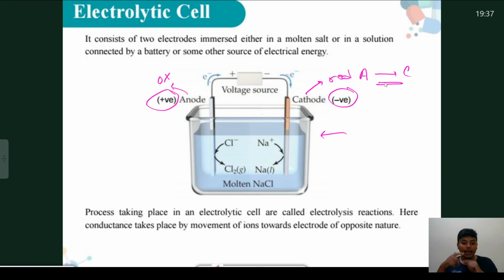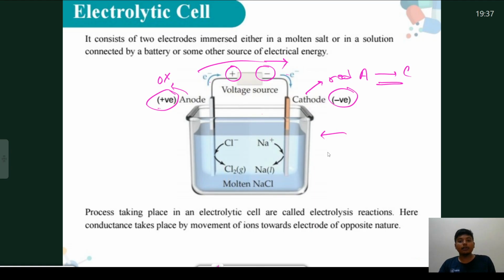And the electron goes through the outside of the circuit. From outside of the circuit, electron will flow. Any kind of cell you take, always it will go anode to cathode, because oxidation happens. Oxidation means loss of electron, so it will give the electron, right? But here charge is different. Why? Because anode is attached to the positive side of the battery and cathode is attached to the negative side of the battery.